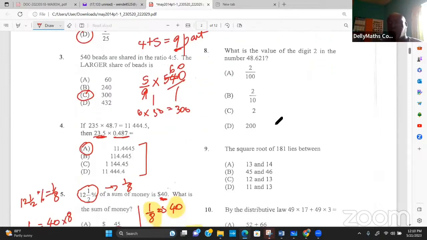Question 8. What is the value of the digit 2 in the number 48.621? So we're focusing on 2 right here. Remember, this is the first decimal place, right? This one is the second.